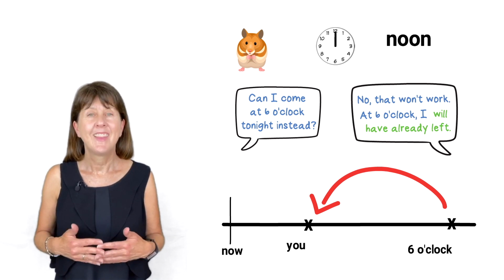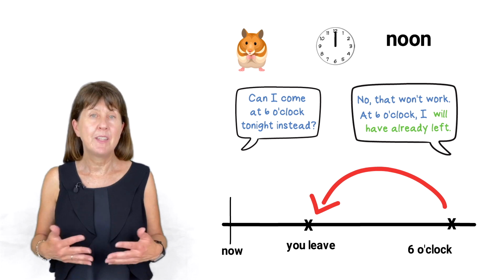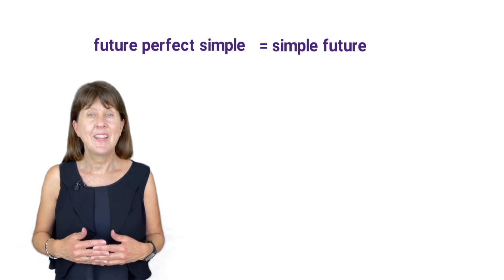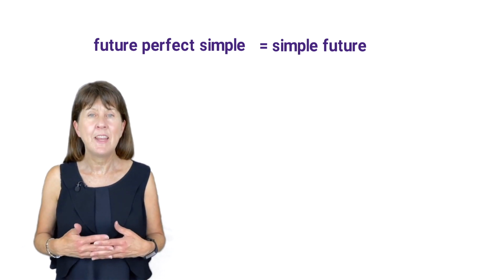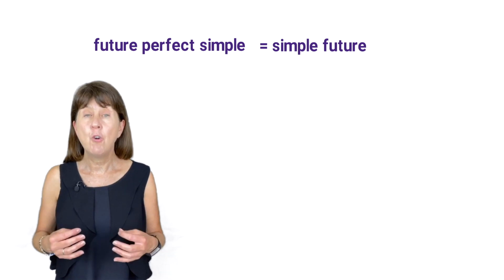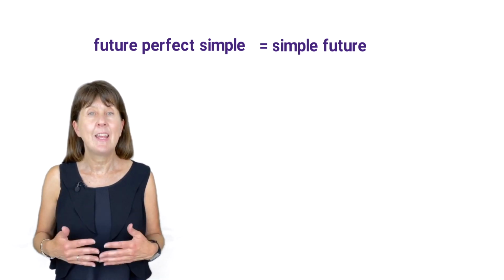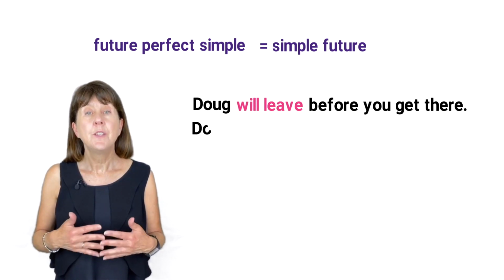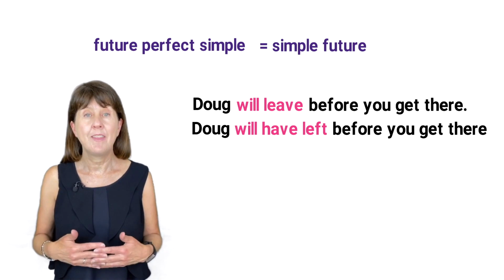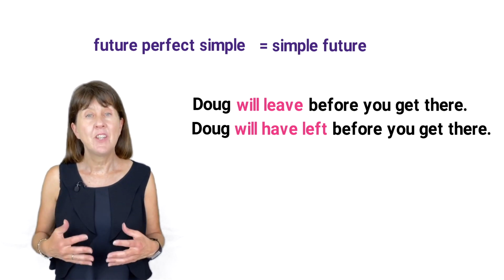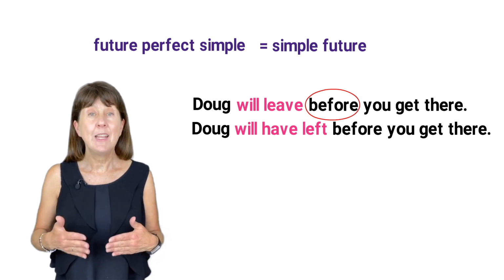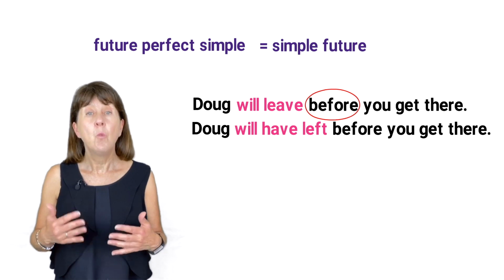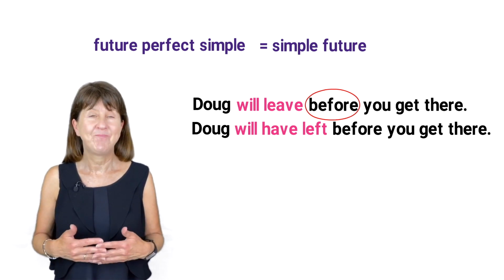Sometimes before 6 o'clock, you leave. Sometimes you can use the future perfect tense and the simple future tense interchangeably. In these two sentences, there's no real difference in meaning because the word before makes the sequence of events clear. Doug will leave before you get there, or Doug will have left before you get there. But without prepositions such as before that make the sequence of events clear, you need to use the future perfect to show which action happened first.